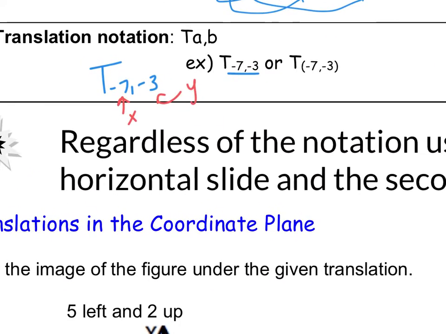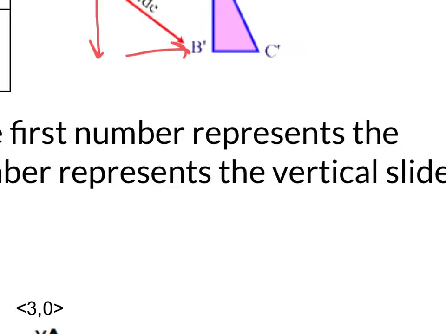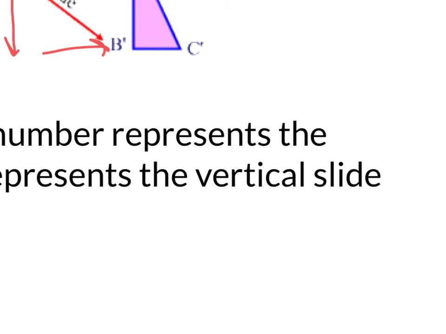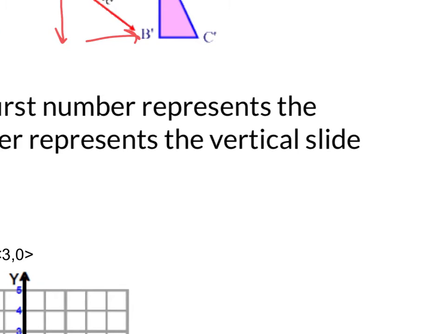So horizontal, you might have heard me say this last year. Horizontal is going to look like this. So here's my horizontal line. And if I'm going to the right, that's going to be my positive. And when I'm going to the left, that's going to be my negative. So the -7. Now, the second number represents my vertical slide, so going up or down. So my vertical slide is going to look something like this.